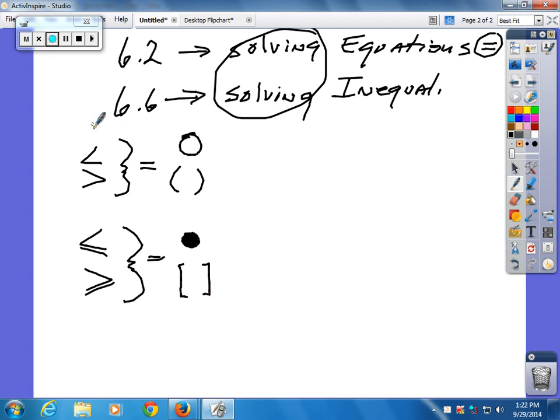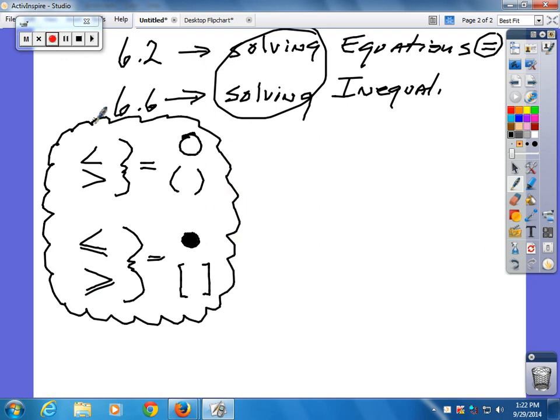Now this is what you have to remember for this chapter. Because the solving is the same. You're going to solve the exact same way that you solved in 6.2. The only difference is, in this unit, one, you're going to get an answer. That's the same as 6.2. Okay, you're going to get an answer. The second thing you're going to do is graph it on the number line.